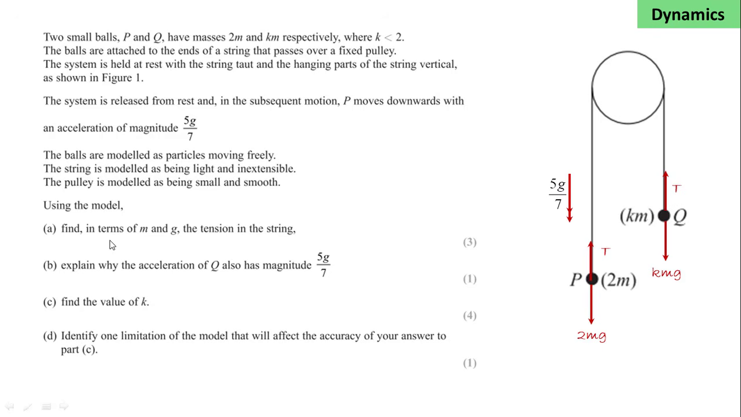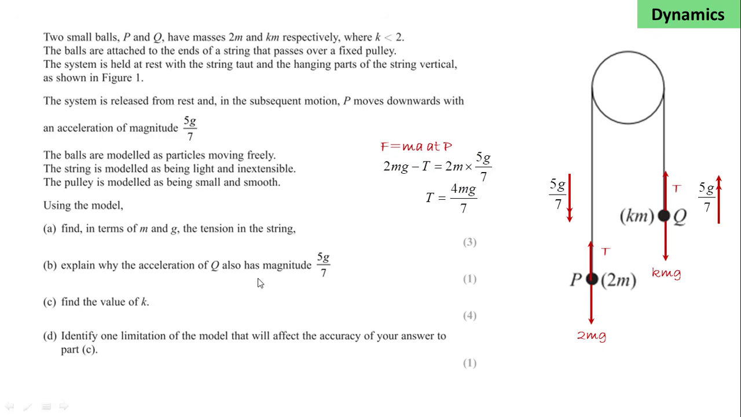So we're first asked to find, in terms of m and g, the tension in the string. So we apply F equals ma at P. There's a mass of 2m. The forces acting on it are 2mg downwards minus T upwards, and that is causing the mass of 2m to accelerate downwards with an acceleration of 5g over 7. So we can calculate T equals 4mg over 7.